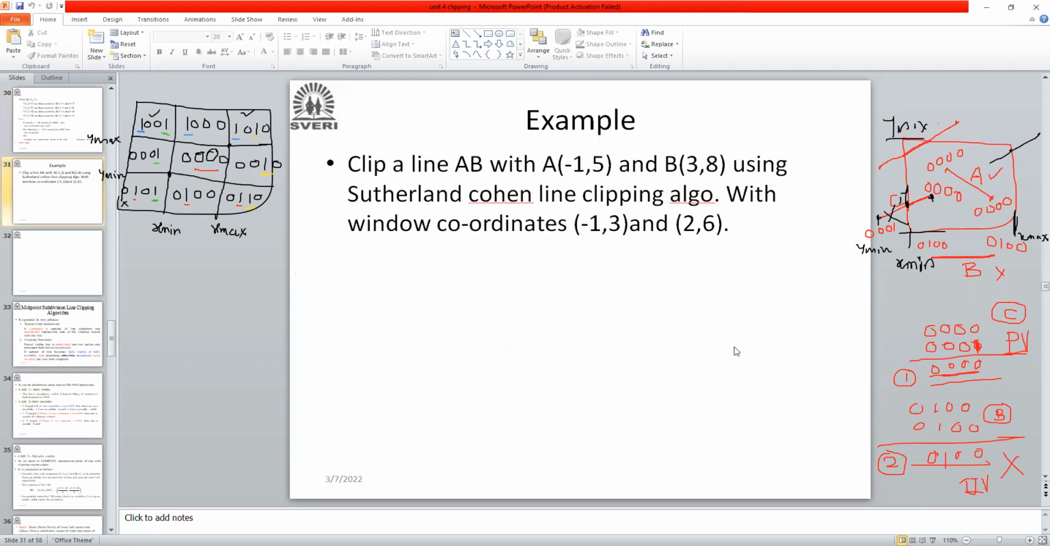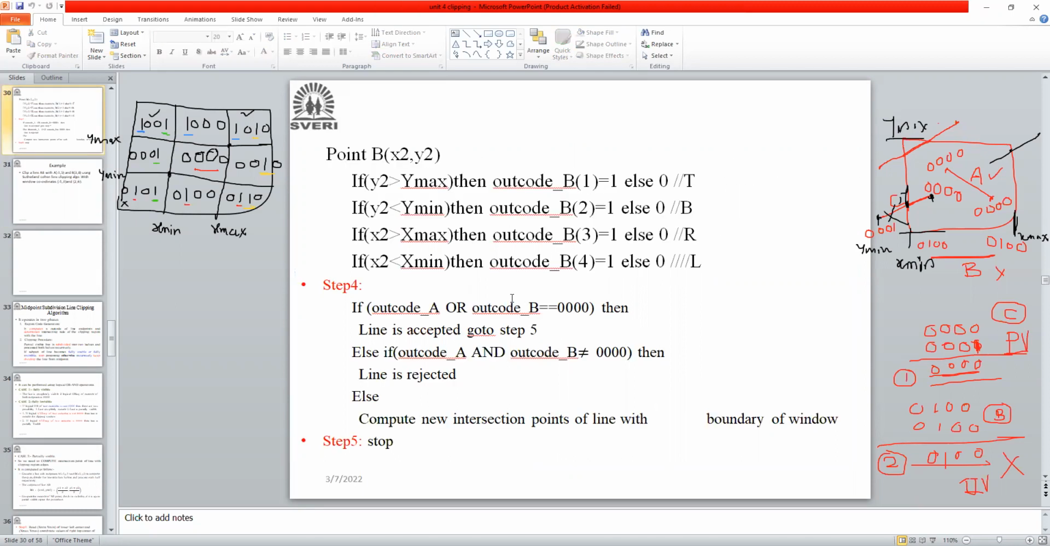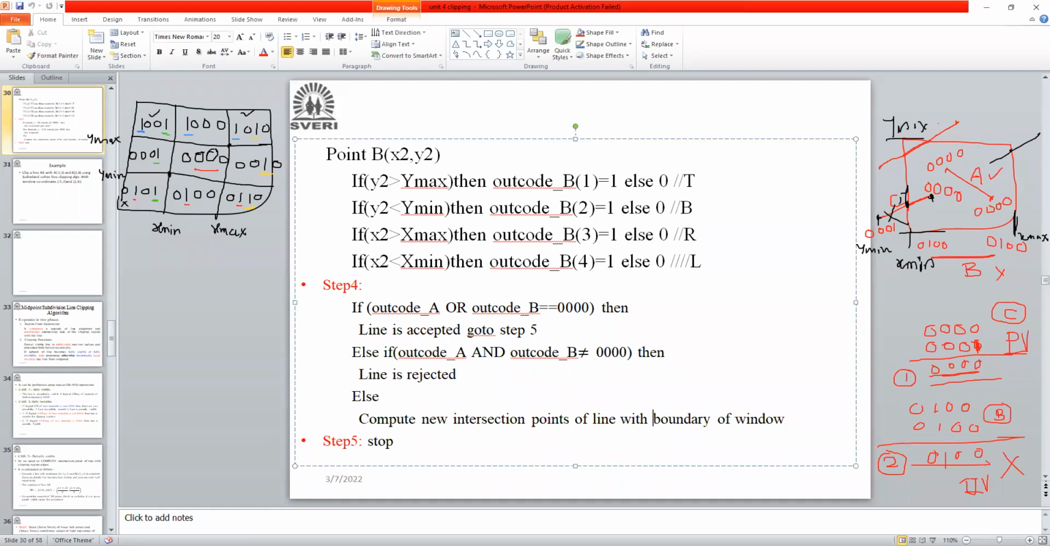Okay. Understood, all of you? The algorithm steps. Yes. Reply, students. Yes, ma'am. Okay. Girls. Yes, ma'am. Okay. So let us solve the problem now.